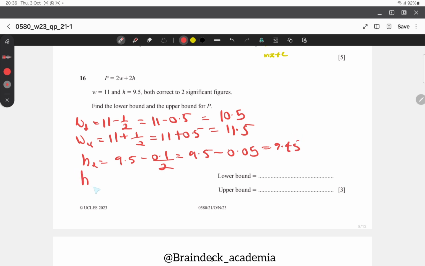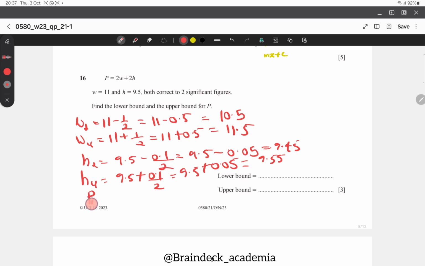Then for the upper bound for H, it will be 9.5 plus 0.1/2. That is the same thing as 9.5 plus 0.05, and this will give me 9.55. Alright, now to find the lower bound and the upper bound of P.